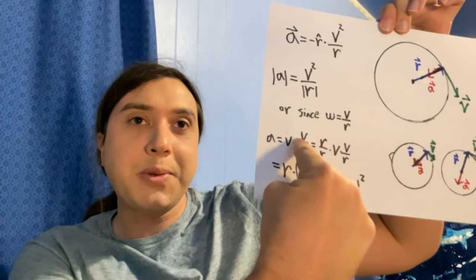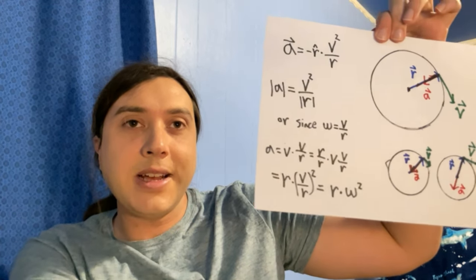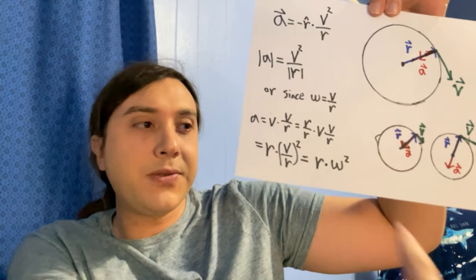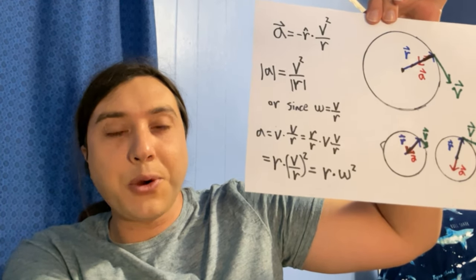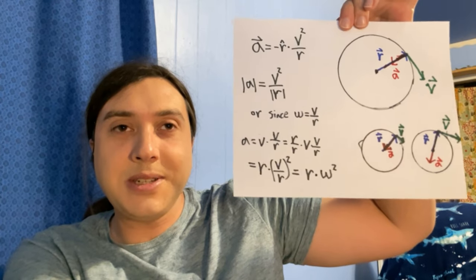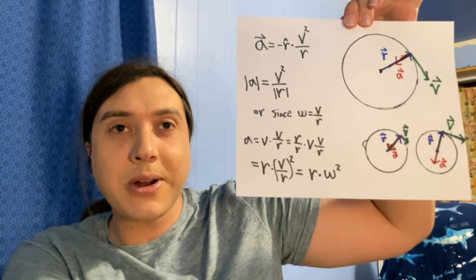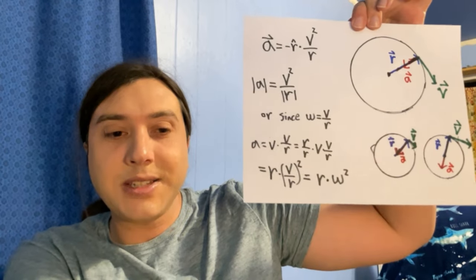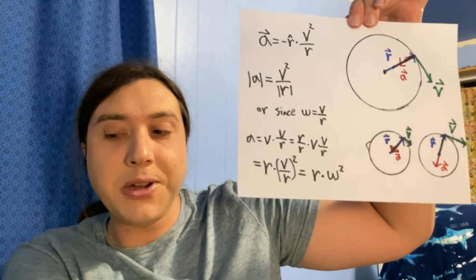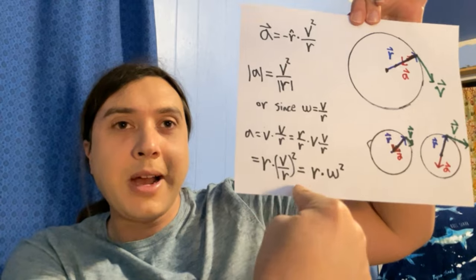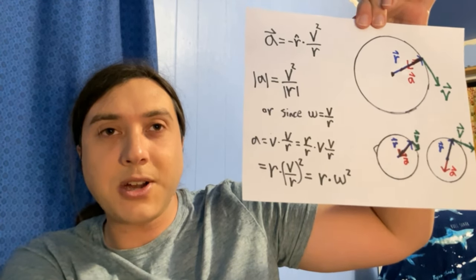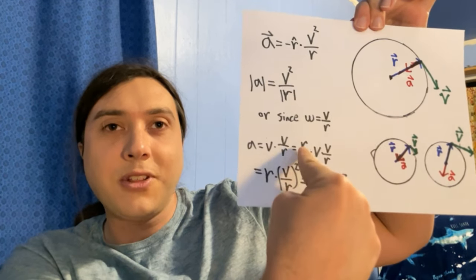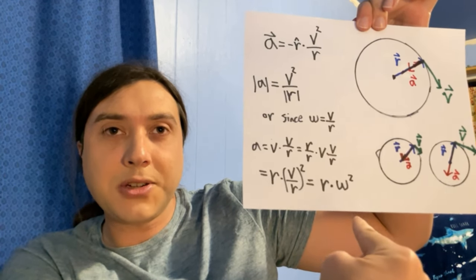But then remember, since we have omega defined as V over R, we can also do this little bit of algebra here, which again I've done for you, but if you're an undergraduate student in physics or in mechanical or aerospace engineering, this is a good exercise to go through, as are the subsequent steps I'm going to show you on the next slide. To arrive at the acceleration can also be expressed as omega squared times R, right? So you can either express it as velocity squared divided by radius or turn rate squared times radius.